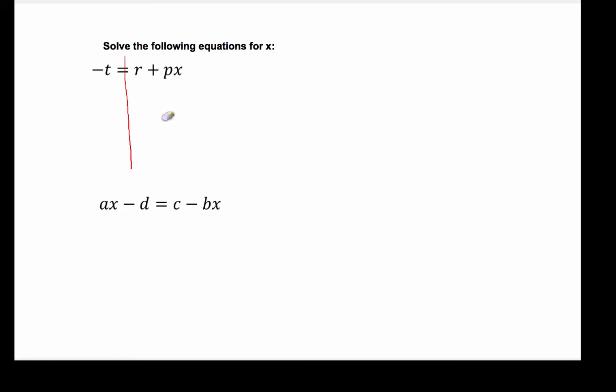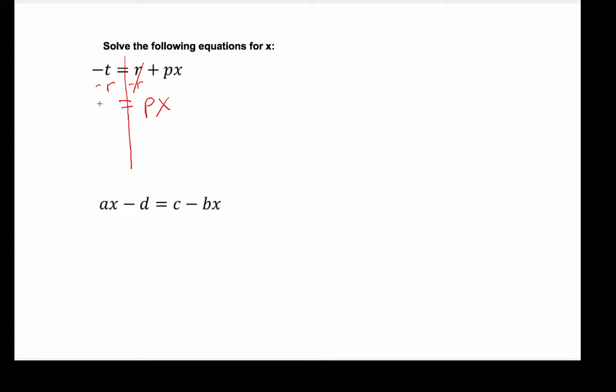We're going to solve this for x, which means we want to isolate x. So I know at some point I'm going to divide by p, but first I want to move the r to the other side of the equation. Why am I going to do that? Well, the r is positive here, so I'm going to subtract r from both sides. R minus r is a 0, so that leaves px on the right side.